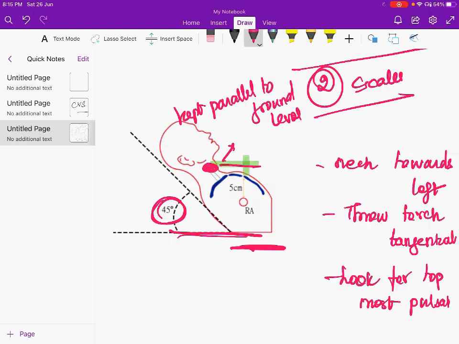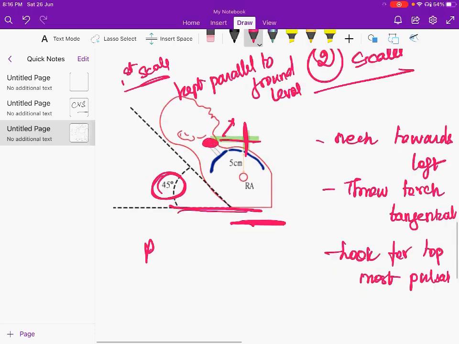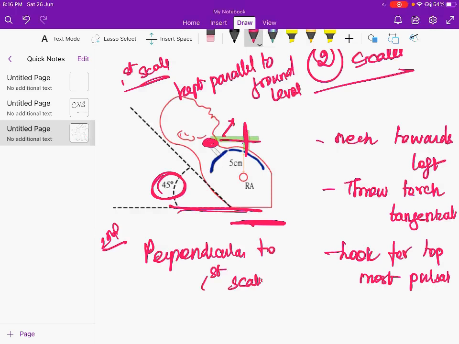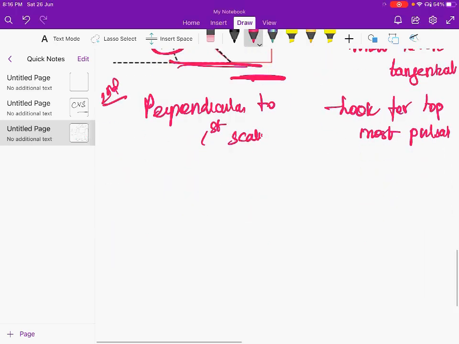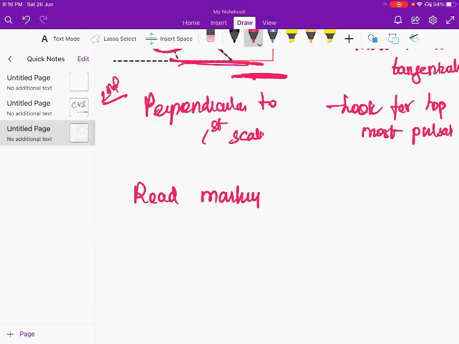Okay. So another scale is perpendicular to the first scale. We will keep the first scale parallel to the ground level, and the second scale we will keep perpendicular to the first scale. Okay. And you will read the marking in this second scale. So normal JVP is around 0 to 3 centimeter.